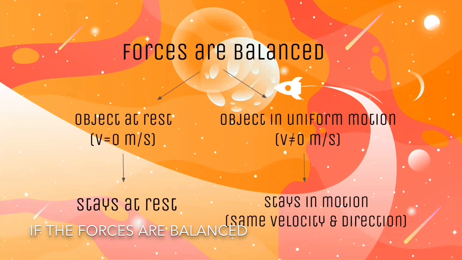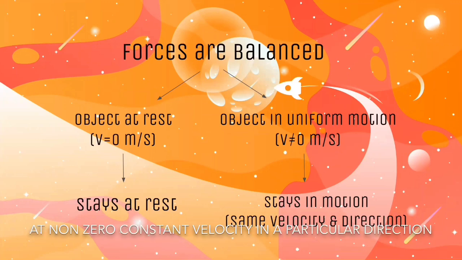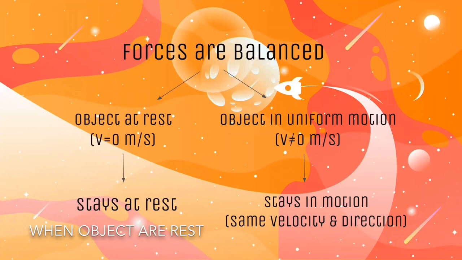If the forces are balanced, there can be two cases: an object at rest or an object in uniform motion at non-zero constant velocity in a particular direction. When objects are at rest, they will continue to remain at rest, while an object in uniform motion will continue to stay in motion at the same velocity and in the same direction.